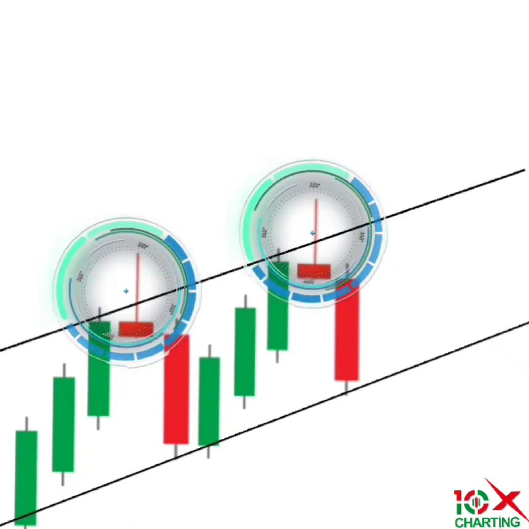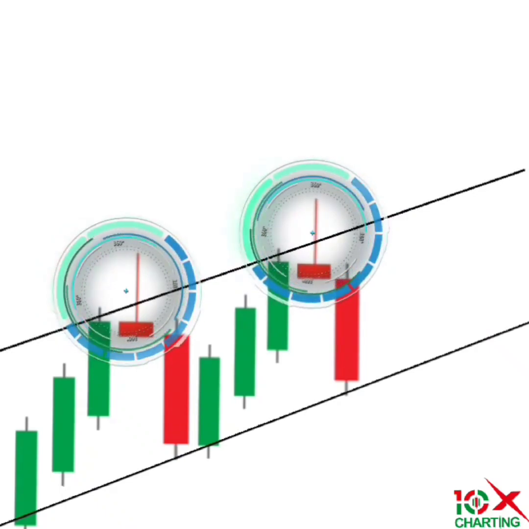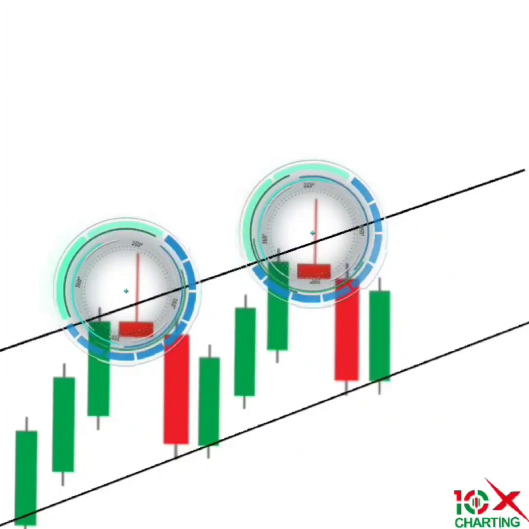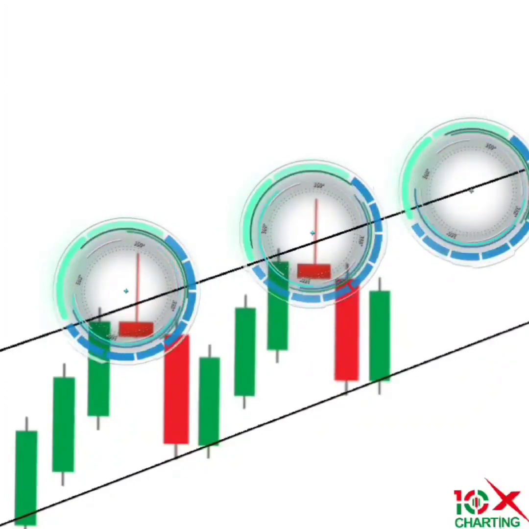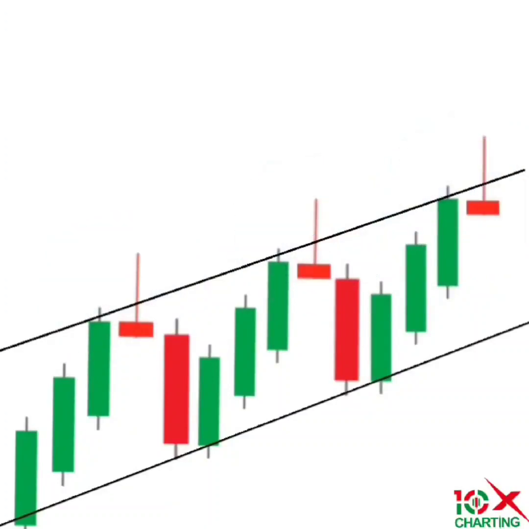Now that we have our channel marked, we can make an anticipated projection that, based off of historical price movements, the candlestick should move to the upper trend line of the channel. Then, we can predict the next movement should be back down to the lower trend line.